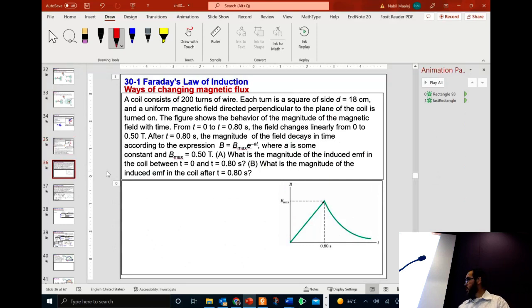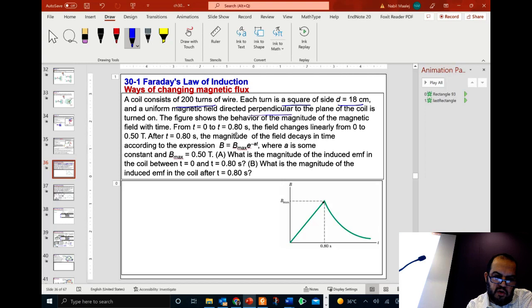Okay. So here we have a coil or solenoid that consists of 200 turns. Each turn is a square of side 18 centimeters. A uniform magnetic field directed perpendicular to the plane of the coil is turned on. The figure shows the behavior of the magnitude of the magnetic field. So this is the magnetic field here. It increases linearly from 0 to 0.8 second, and then it decreases exponentially.